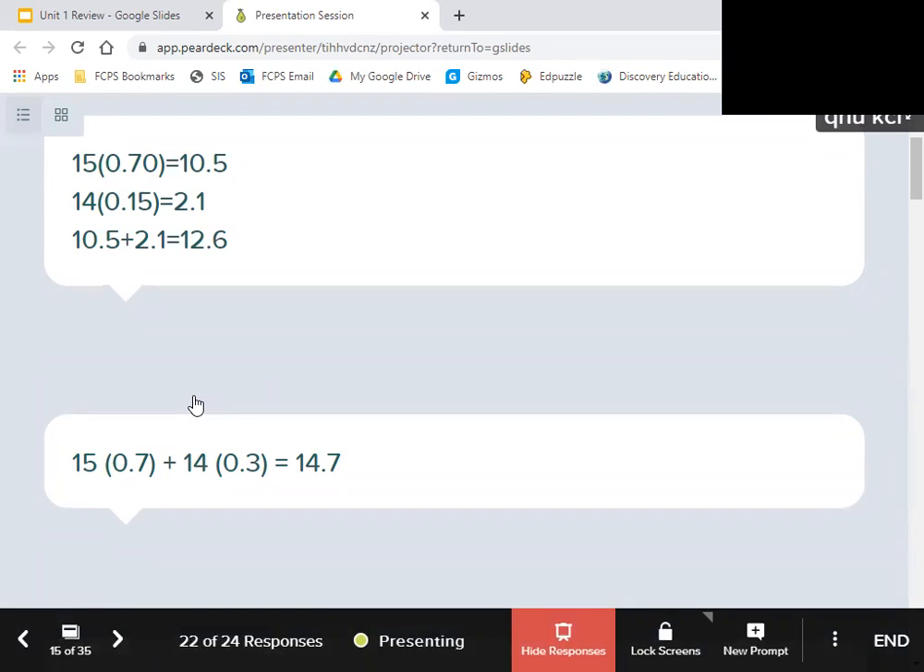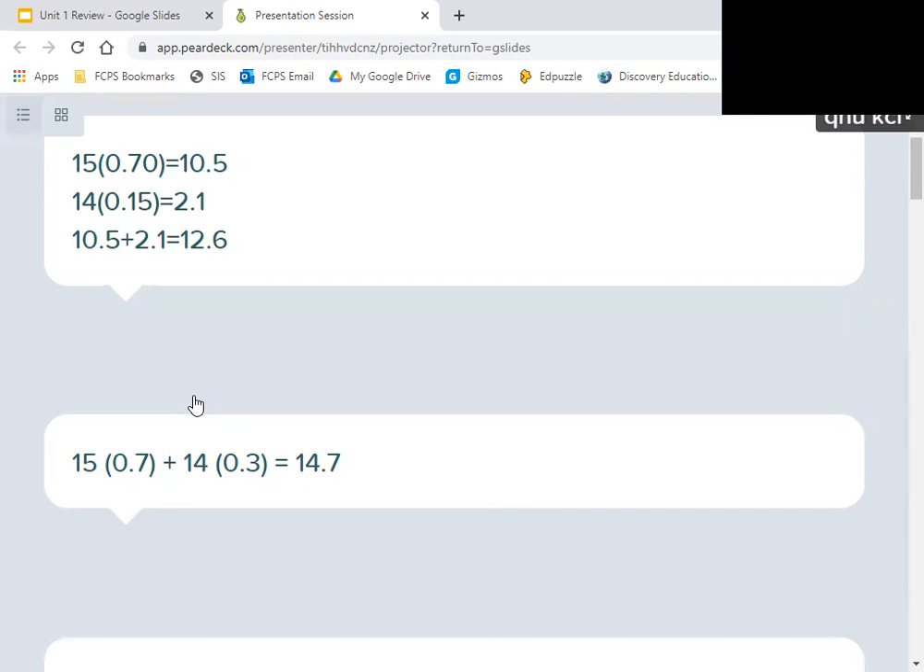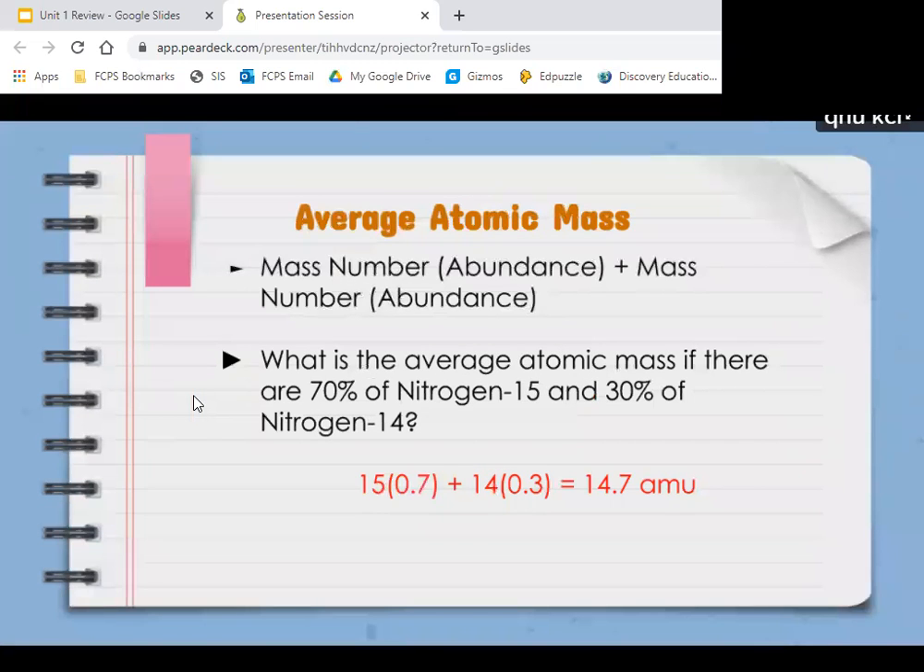Well, the percent is going to be given to you, unless you have to figure it out. You're only moving the decimal to the left 2 times from the percent. That's all. So technically, how you're supposed to get it is this: 15 is the mass here, times 0.7, because 70% is right next to it, plus 14 times 0.3 to get 14.7, which the majority of you got.